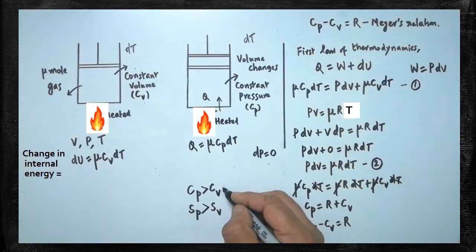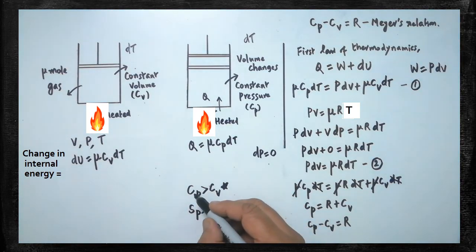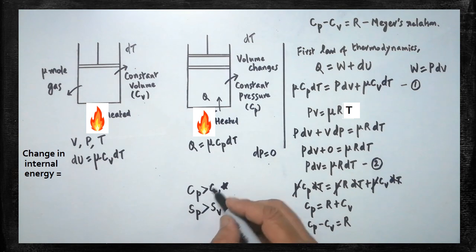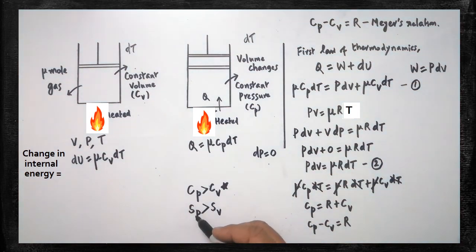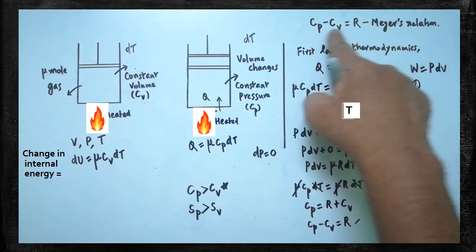Note down both of these. This is called molar specific heat capacity at constant pressure. This is called molar specific heat capacity at constant volume. This is simply called the specific heat capacity of the gas at constant pressure. This is called the specific heat capacity of the gas at constant volume. That difference gives you the universal gas constant. This is called Mayer's relation. Understood?